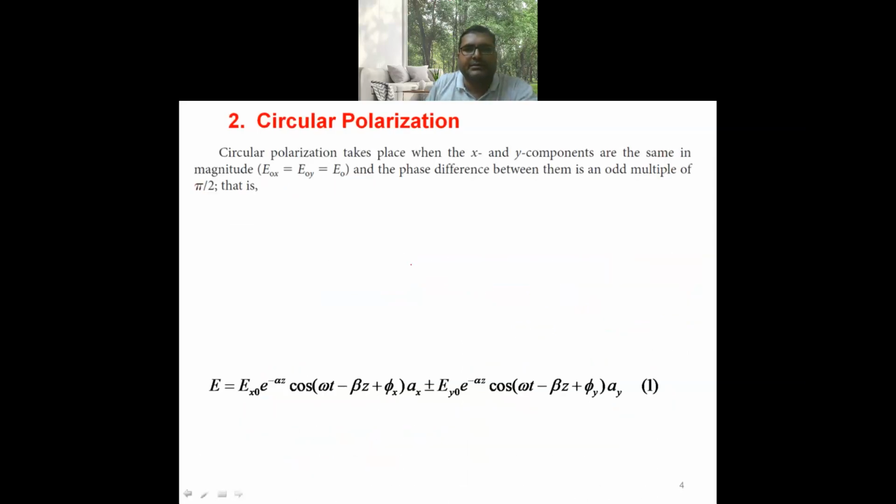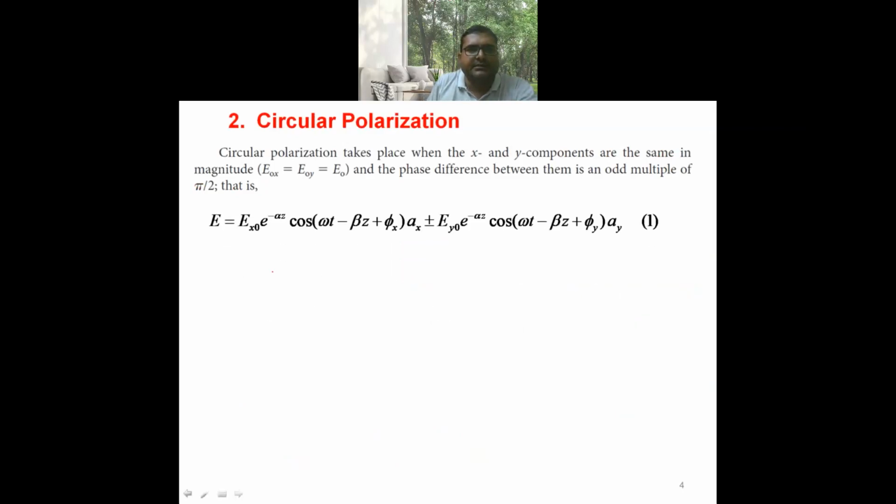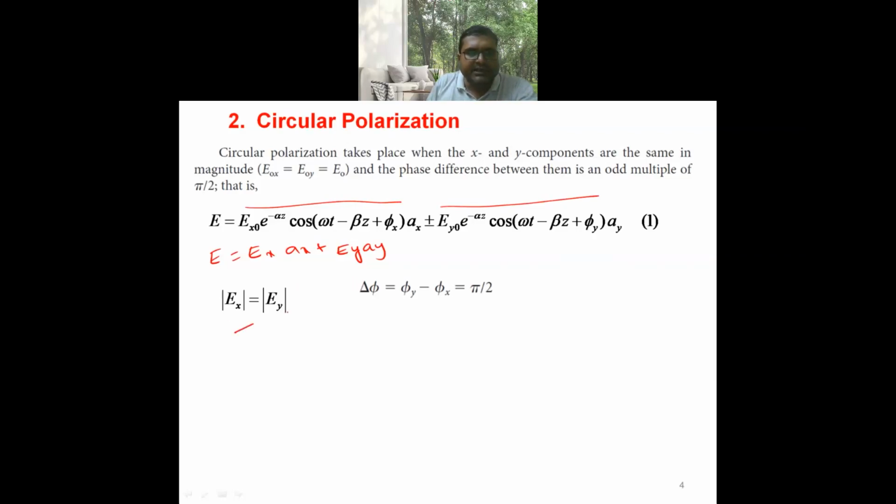Circular polarization. In circular polarization, the electric field has both the components Ex ax and Ey ay. It is the X component and it is the Y component, and the components are in such a way that their magnitudes are equal and the phase difference between them is a multiple of pi by 2. Then the locus of the resultant electric field traces a circle.